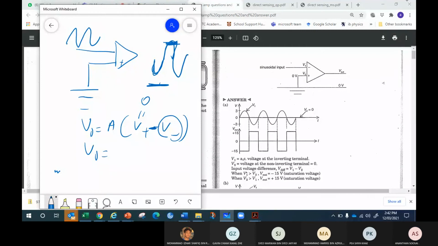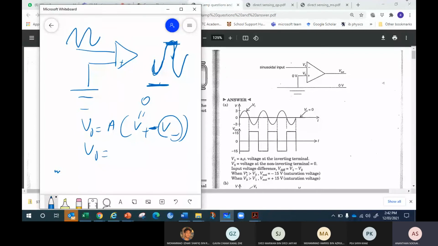What is shown here? The first sinusoidal is positive voltage. The input is positive, so the output will be negative. Negatively saturated will become negative 15. The entire positive becomes negative 15, and the entire negative becomes positive 15. It saturates because it's a comparator. There's no such thing as an intermediate value. It will always saturate.